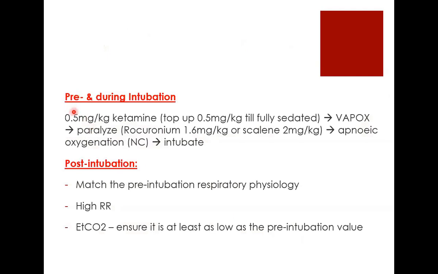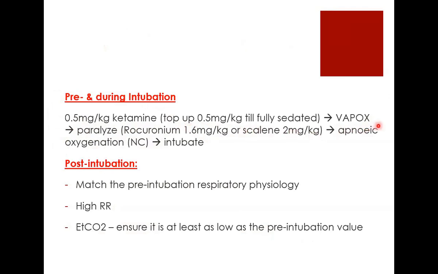So this one is summarized a bit, like generally what are you going to do. Basically, you give 0.5 mg per kg of ketamine. Normally it's 1 to 2 mg per kg, but in short, you give a low dose, so 0.5. If the patient is not sedated, you may top up another 0.5 mg per kg until the patient is fully sedated.